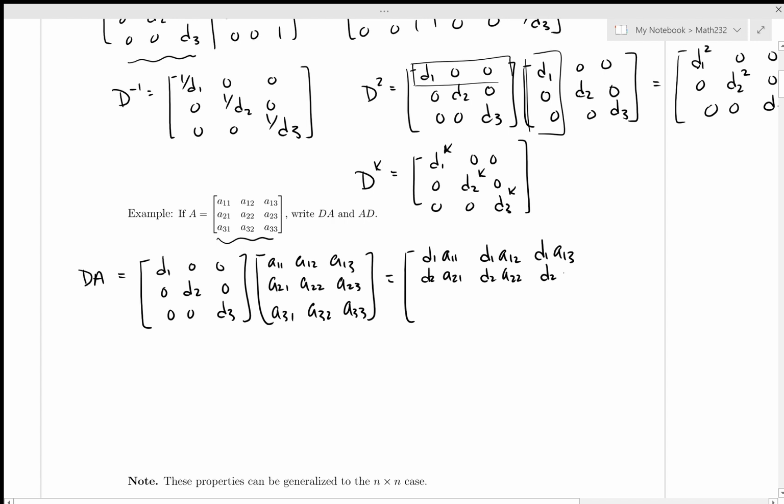Basically the elements in the first row of A are multiplied by D1. The elements in the second row are all multiplied by D2, and the elements in the third row are all multiplied by D3.